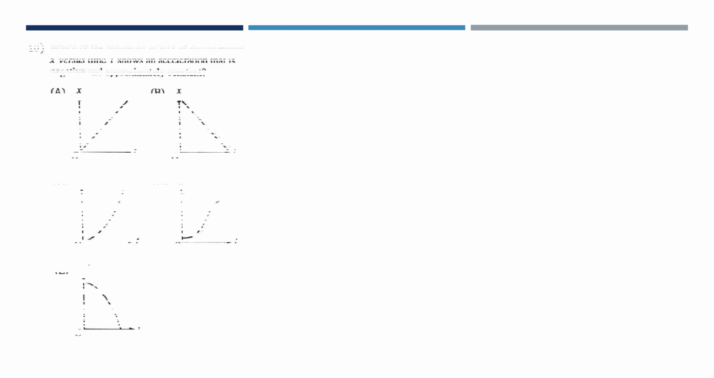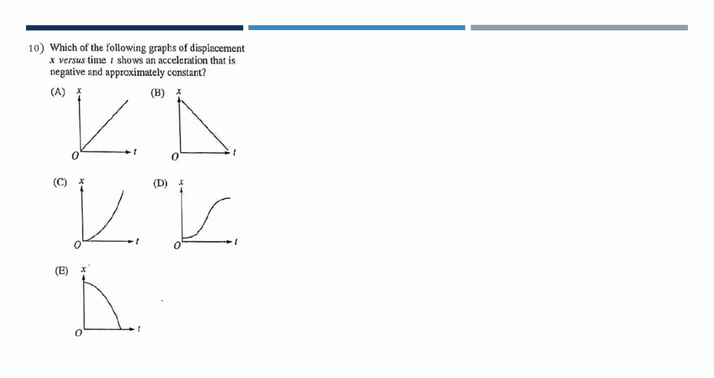Now let's move to question number 10. Which of the following graphs of displacement x versus time t shows an acceleration that is negative and approximately constant? Negative acceleration means we have a decreasing velocity. The object is slowing down due to the negative acceleration.